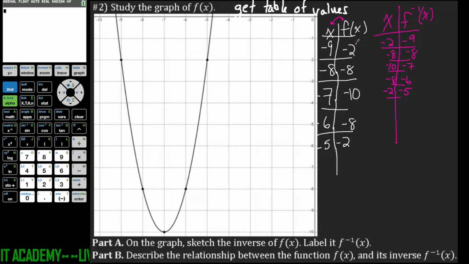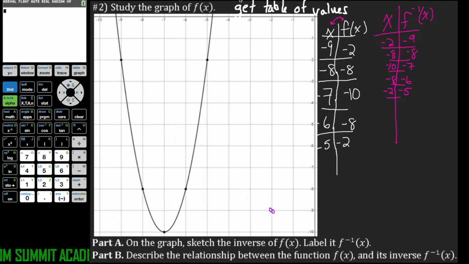Again, in white, I have my original function. In this pink color, I have my inverse. So now when you go to sketch it, you just plot these ordered pairs and kind of trace the line. So I'm going to plot these ordered pairs like this. Let's do it a little bit darker. So -2, -9, plot the point.